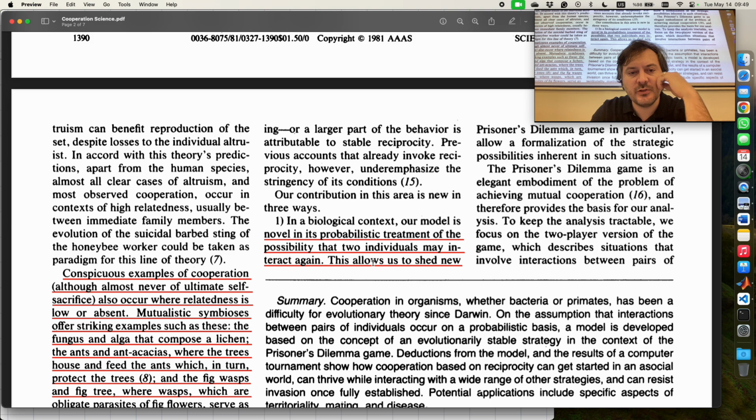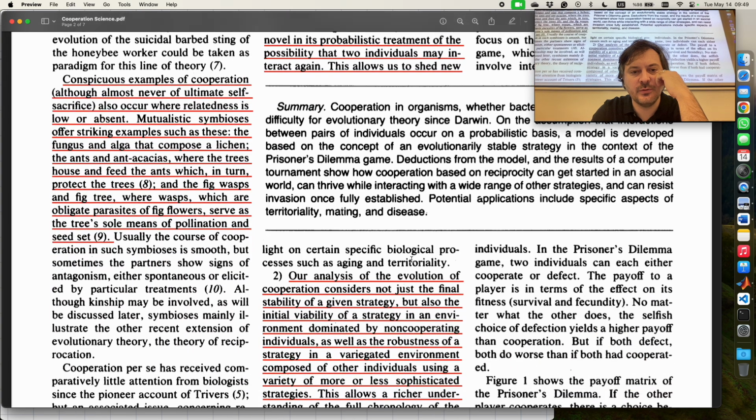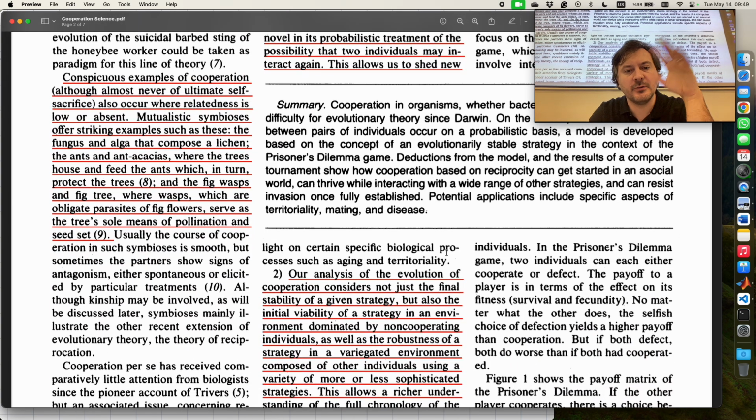In biology, our model is novel in its probabilistic treatment of the possibility that two individuals may interact again. This allows us to shed new light on certain specific biological processes. So here the thing is that at any particular time, the crocodile can just close its mouth and it just gets a nice aperitif, right? But then it loses its toothbrush. What can the bird do to the crocodile?